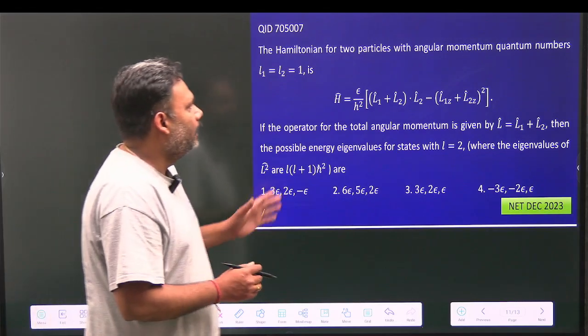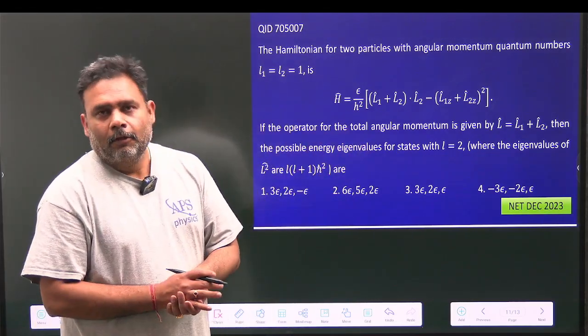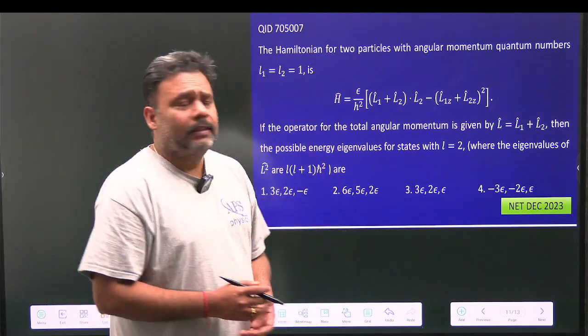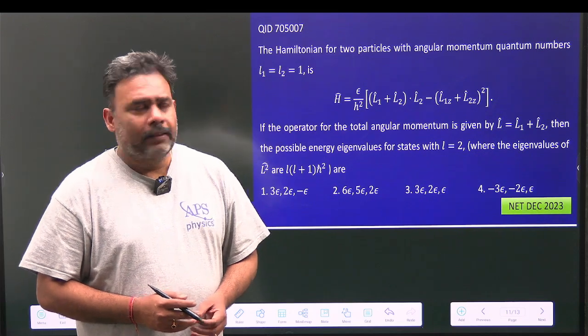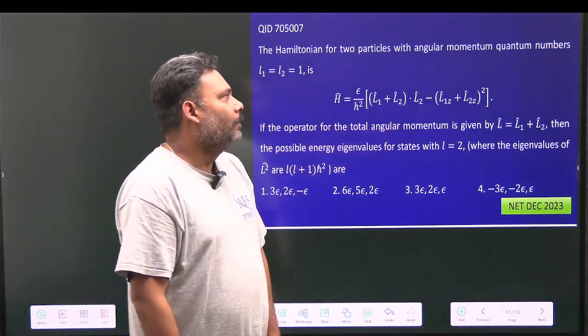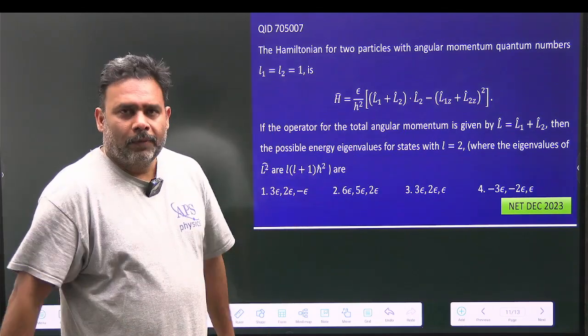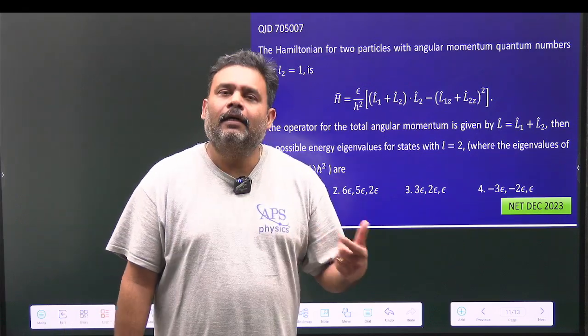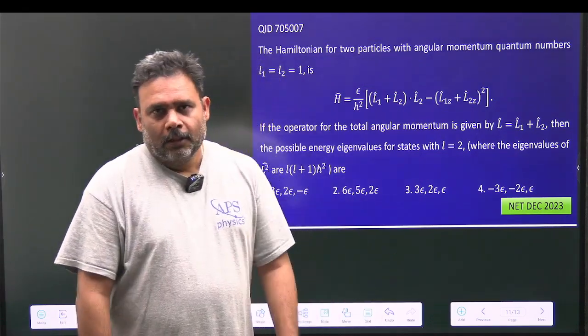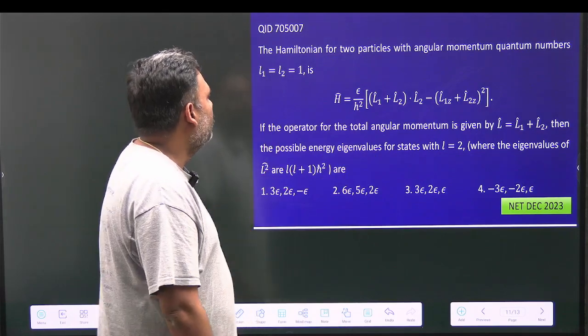Hello students, so let's try to solve one very nice problem from quantum mechanics. This problem was asked in December 2023 and this problem is mainly from the angular momentum algebra. And this is all about the coupling of angular momentum and identifying the different quantum numbers. So let's move towards this particular problem.